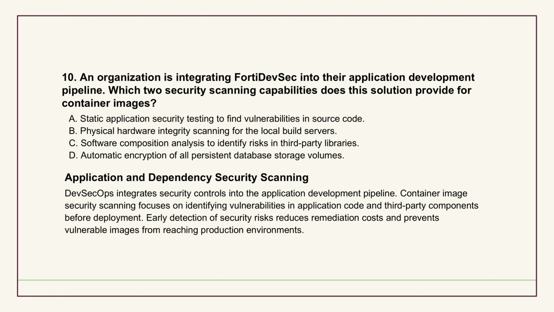So if we look at a solution like FortiDevSec for scanning container images, what two key security scanning capabilities does it provide? It provides static application security testing, or SAST, and software composition analysis, SCA. Explain the difference. Where does SAST look, and why is SCA so mandatory now? So SAST finds vulnerabilities right in your own source code, things like coding flaws, potential injection points, before the app is even compiled. SCA, on the other hand, is critical because modern apps rely so heavily on third-party libraries and open-source components. SCA identifies risks and known vulnerabilities in all those dependencies.